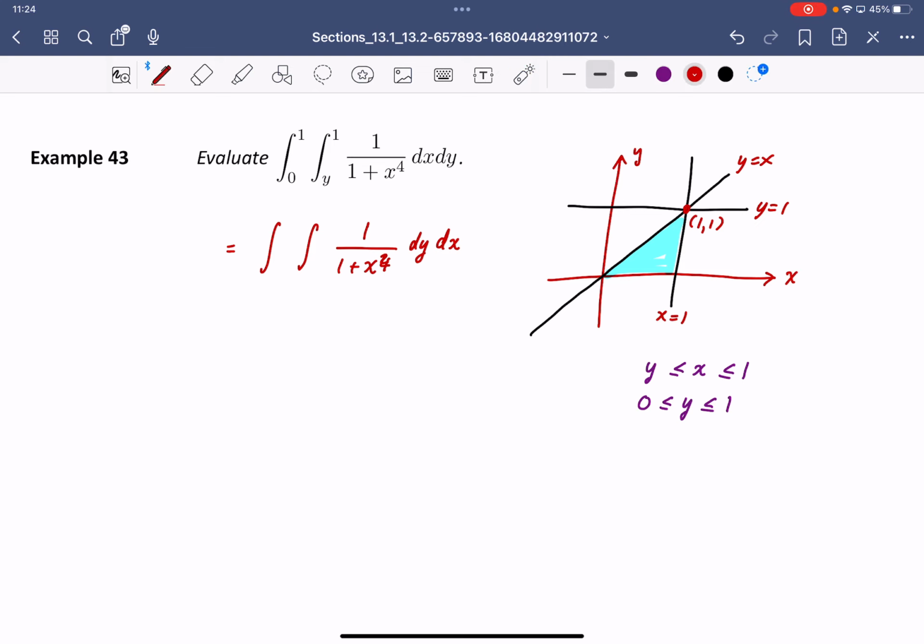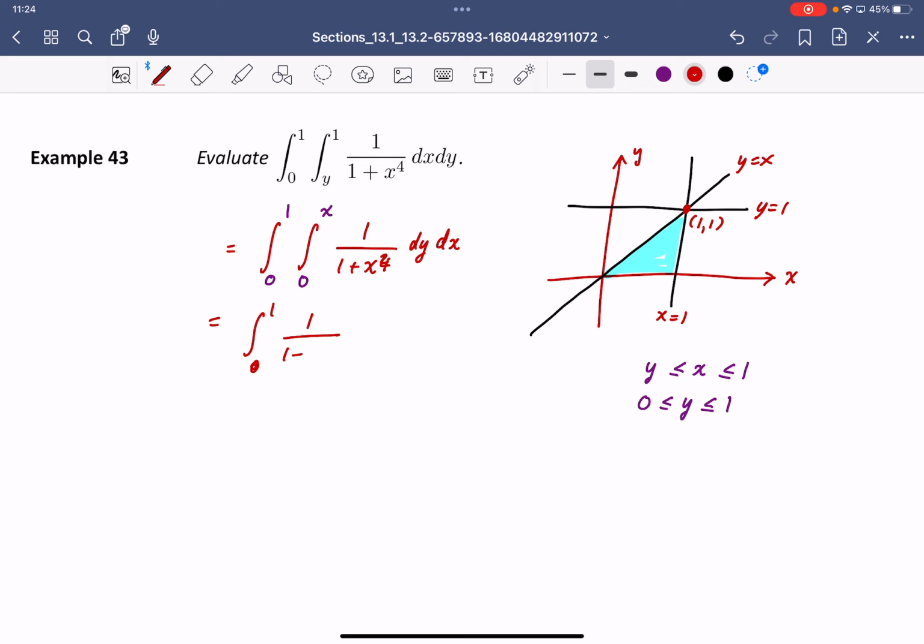And now we switch it. This time y is going to be the inner function, so you need to cut the vertical line now. So y goes from 0 to x, right? And then x goes from 0 to 1. Okay, and then now you integrate it, 0 to 1. Now you integrate with respect to y.